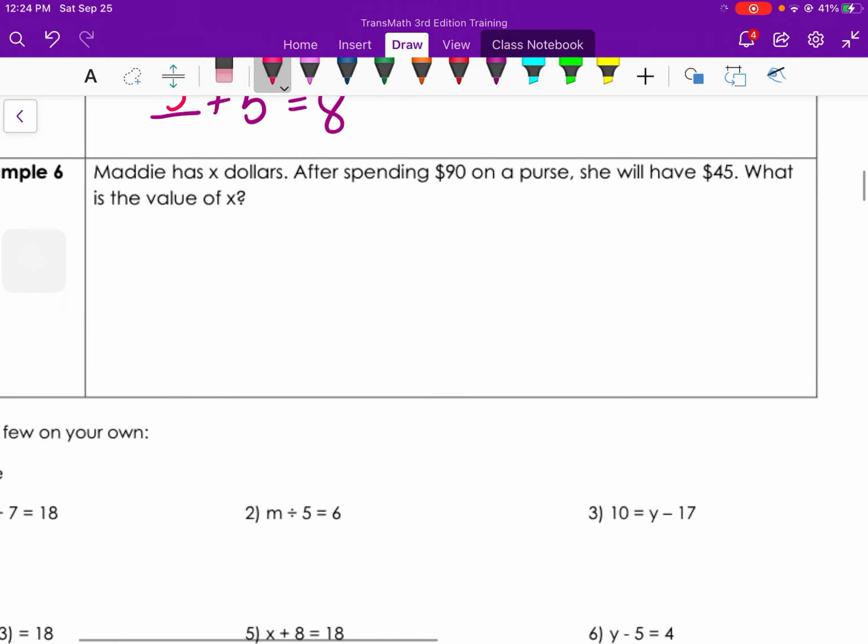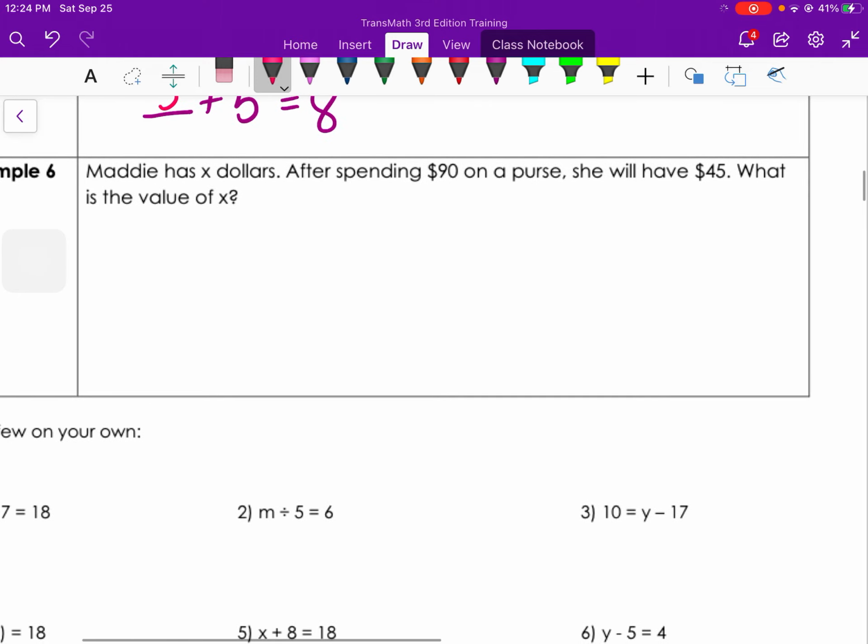Maddie has X dollars. After spending 90 on a purse, she'll now have 45. What is the value for X? So Maddie started with X dollars. She spent $90. That means she subtracted $90 from her purse, and then she's left with $45 left.